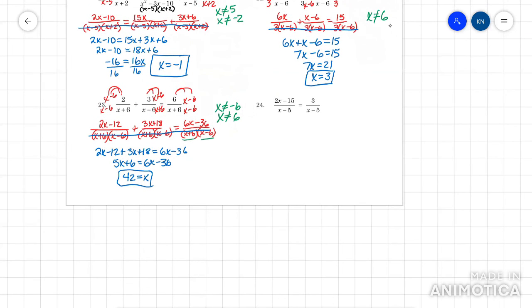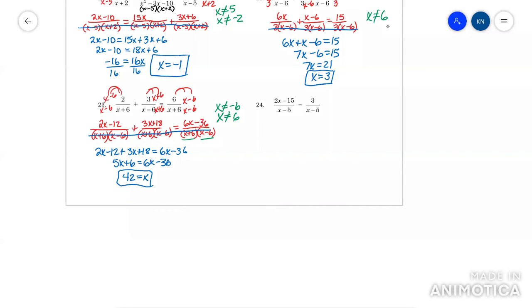Okay, and then this last one. Well, it looks like they saved the easiest problem for last because the denominator is already the same. So this denominator just tells you x cannot be 5. And then you can just ignore it and go set the numerators equal to each other. So 2x minus 15 equals 3. Move the minus 15. X equals 9.